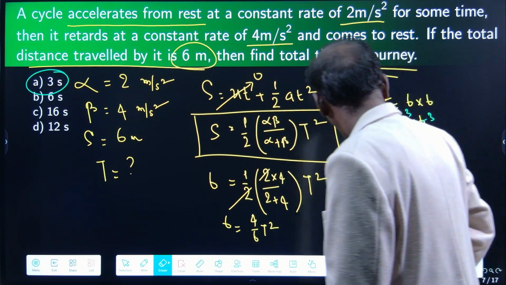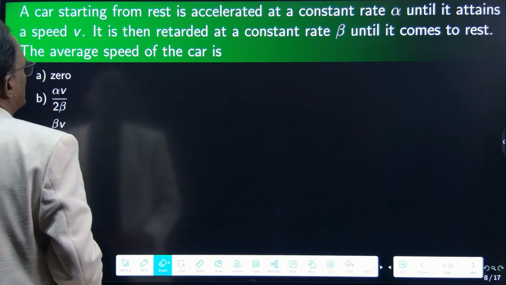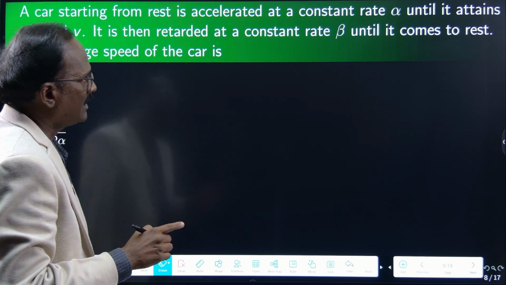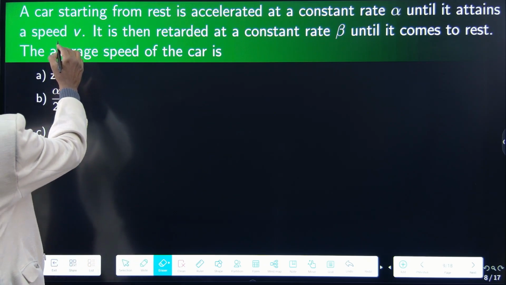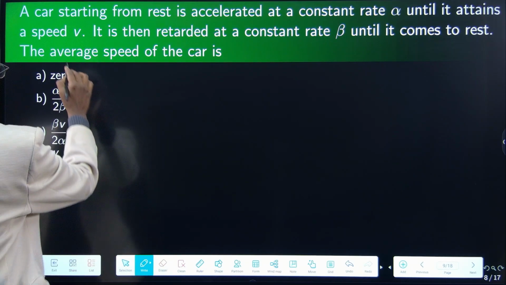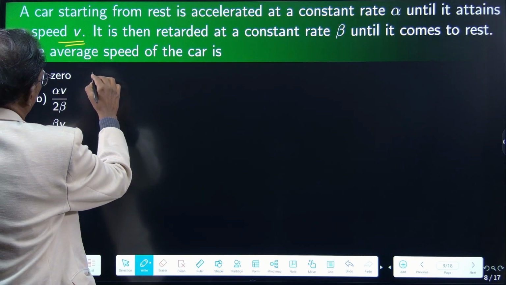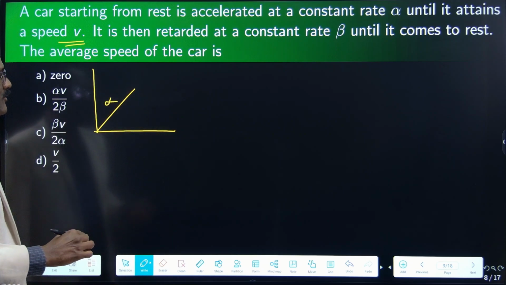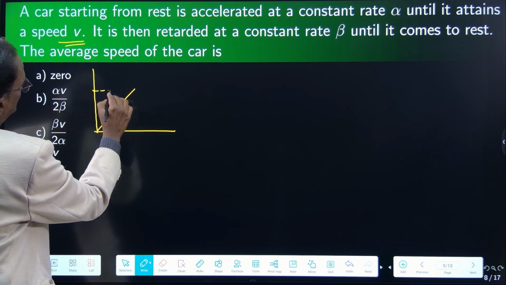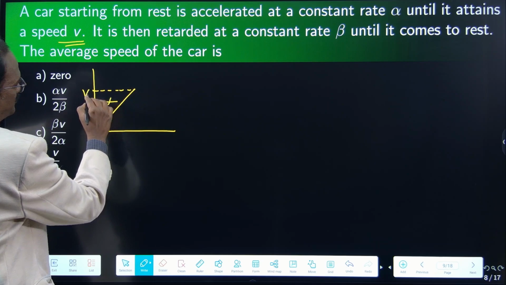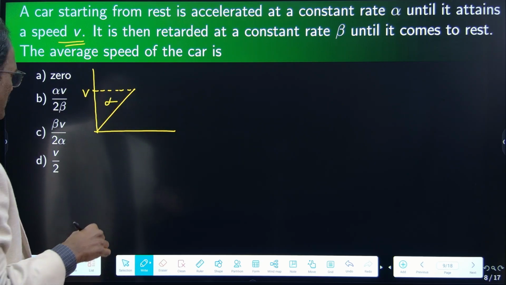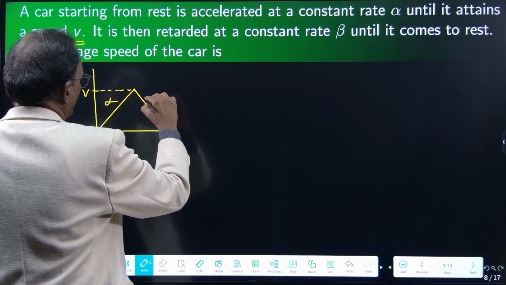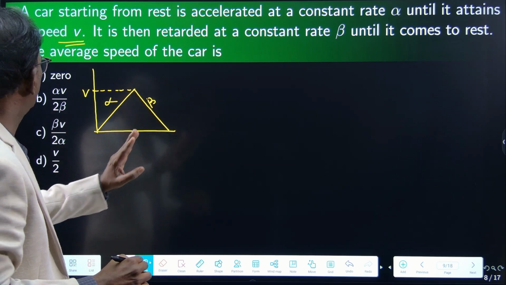Next problem. A car starting from rest is accelerated at a constant rate alpha until it attains a speed v. So this is accelerated by alpha until it attains a speed v. That means maximum speed is given as v. It is then retarded at a constant rate beta and comes to rest.